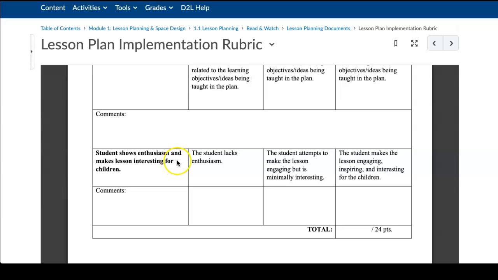Finally, student shows enthusiasm and makes the lesson interesting for the children. So you're making the lesson engaging, inspiring, and interesting for the children. Sometimes this comes down to you being animated. We often talk about how teachers are really good actors. So think about your enthusiasm level. What's your tone? What's your body language saying? What's your actual language saying with its tone, and make it dynamic for the children.